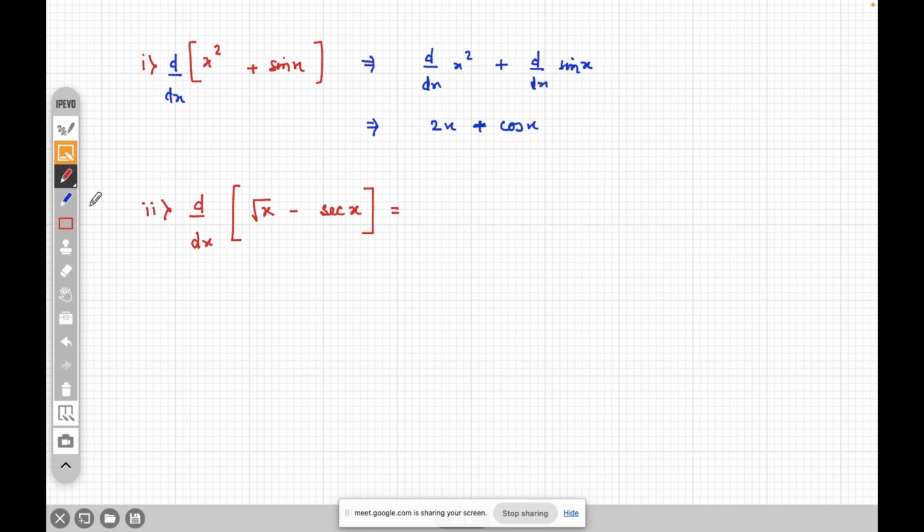1 by 2 root x minus secant x tan x. Very good. 1 upon 2 root x minus as it is. Differentiation of secant x is secant x into tan x. Right? Yes, sir. Third question. What is the differentiation of x square into sine x?